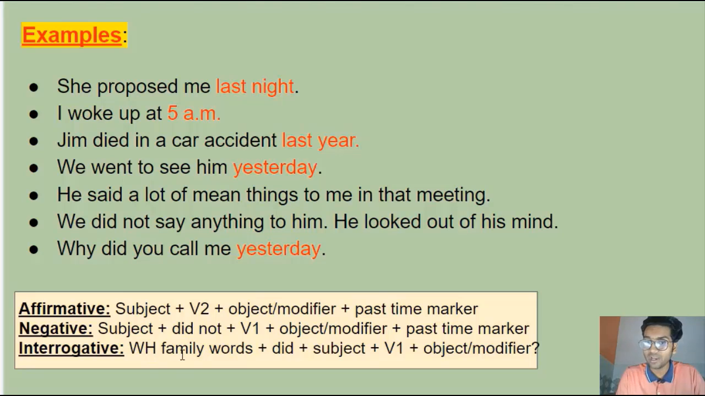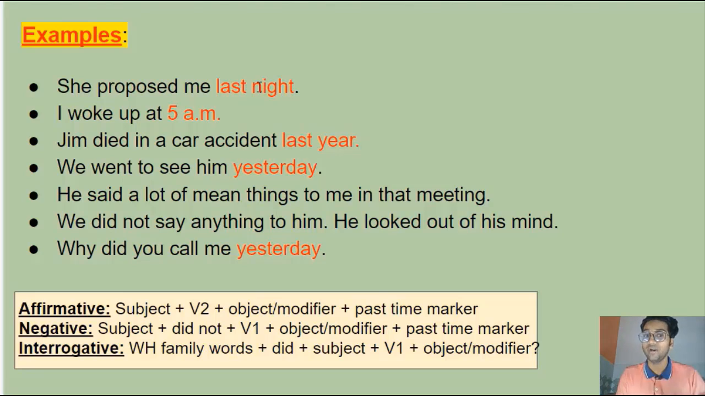Interrogative: WH family words like where, when, how, if you want to use them in the beginning, all right, followed by did, followed by the subject, followed by V1, followed by object modifier, followed by the question mark. Simple. Now let's look at these examples. Very simple. She proposed me last night.